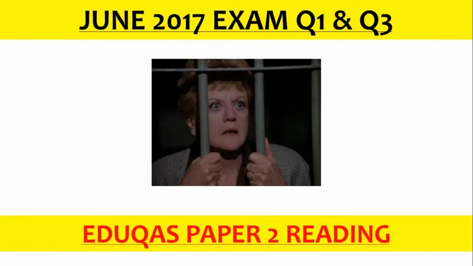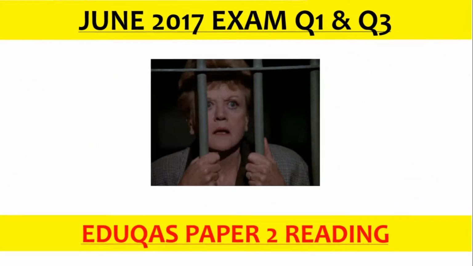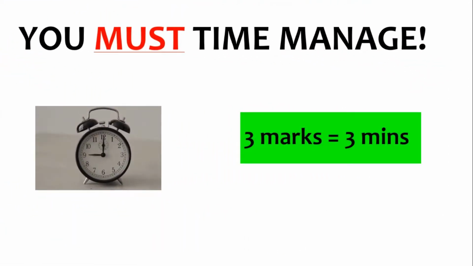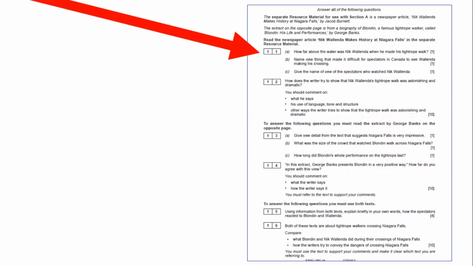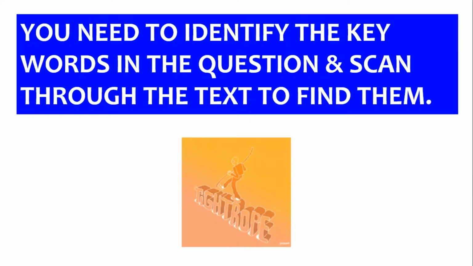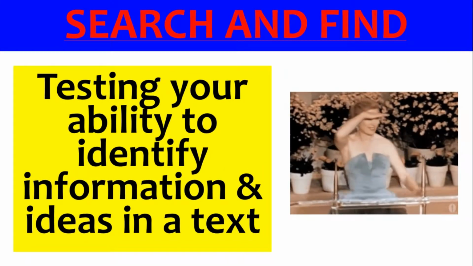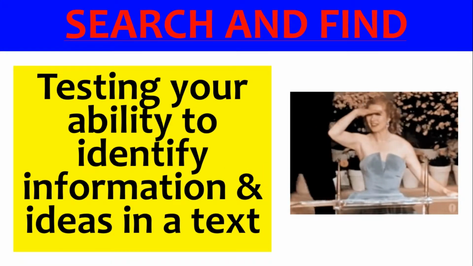So we're going to go through questions 1 to 3 first, as they're basically the same question. In this exam you must time manage. It's a 3-mark question, so we're looking for 3 minutes at the most. There you go, question 1, first one we start with. You need to identify the keywords in the question and scan through the text to find them. It's basically testing your ability to identify information.